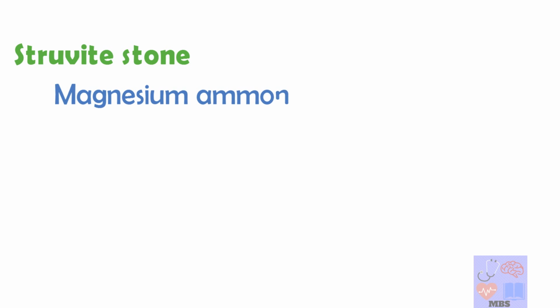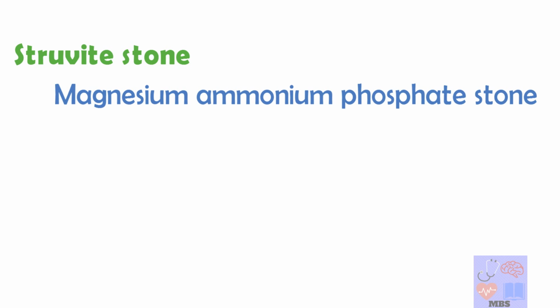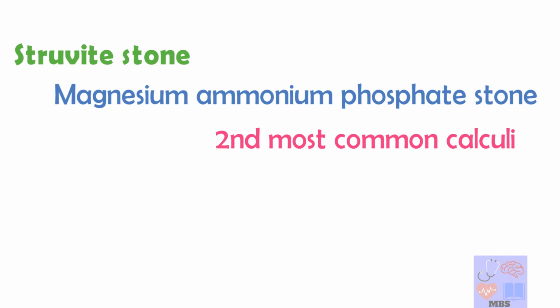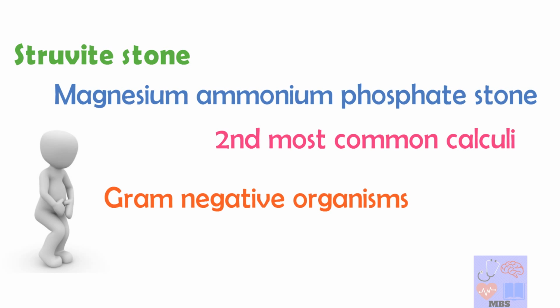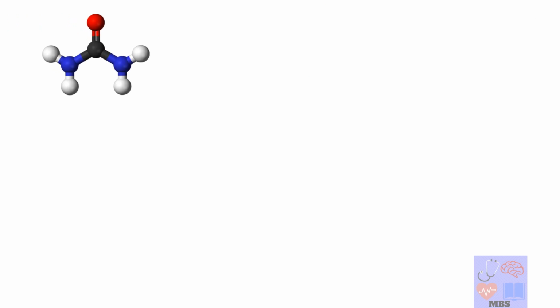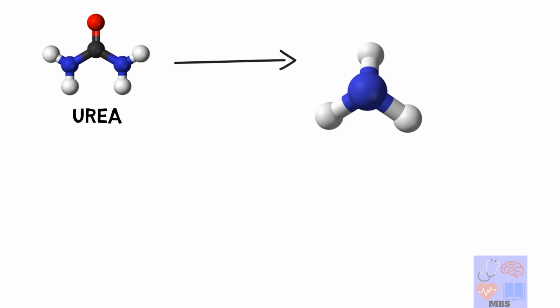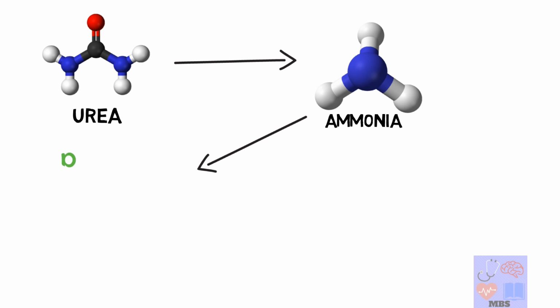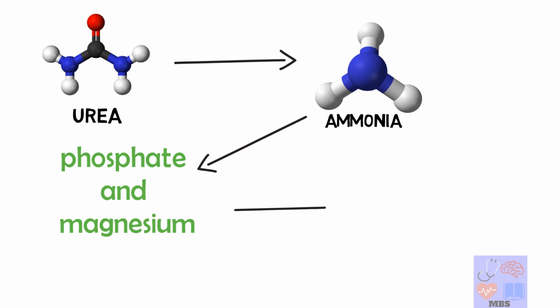Next is struvite stone, which is also known as magnesium ammonium phosphate stone. This is the second most common calculi. It usually occurs in chronic urinary tract infection because the gram-negative organisms like Klebsiella or Pseudomonas split the urea, which is present in urine, into ammonia, and this ammonia combines with phosphate and magnesium to crystallize into a calculus.